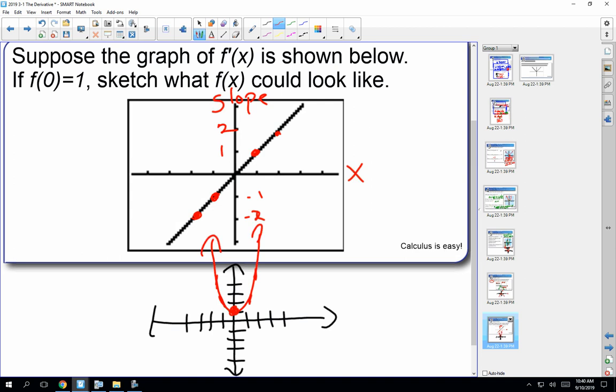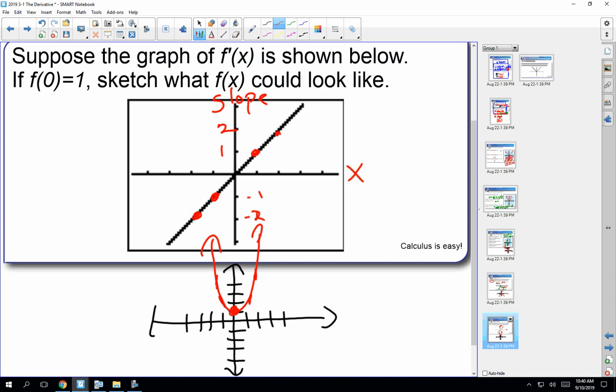Hopefully we don't need to do this point by point. You're going to put your initial value on there. You're going to see that it goes from really steep negative on the left, eventually hits 0 and levels out, and then goes to really steep positive on the right.